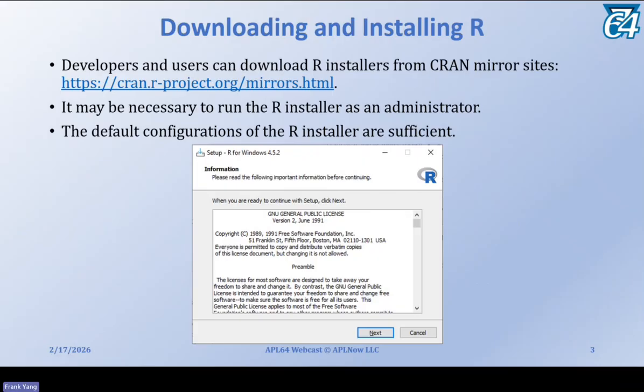Developers and users can download R installers from the mirror sites of the Comprehensive R Archive Network. It may be necessary to run the R installer as an administrator. The default configurations of the R installers are usually sufficient. And you can see here a screen capture of the R installer for Windows.